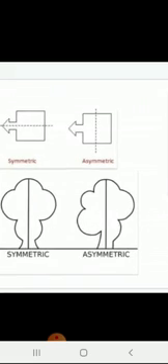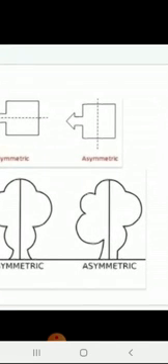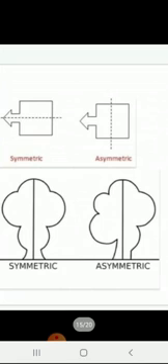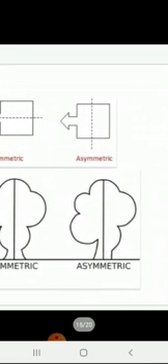Now see the first tree here. The tree shapes are different. Both the tree shapes are different. For the first tree shape, if you observe, if you draw a vertical line, then we are getting a symmetrical shape. The other tree is different. Both the shapes are different. So if you draw a line of symmetry, we are getting an asymmetrical shape.